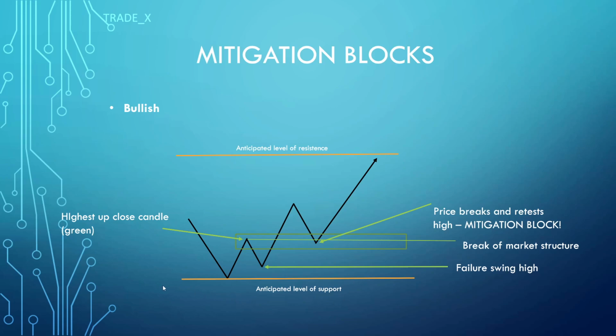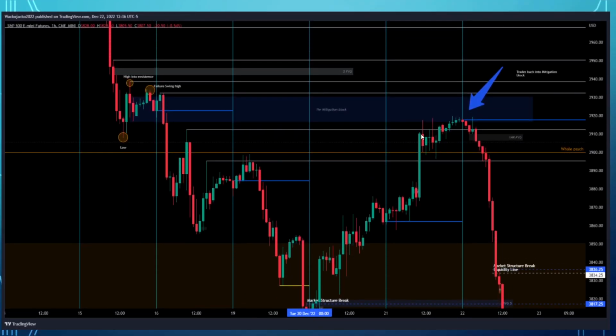So again, we're just looking at anticipated level of support on a higher time frame. And so if price moves away, comes back, forms this lower swing low, higher swing low, and moves higher and returns back into this highest up close candle, that is your mitigation block to move higher. Okay. So let's have a look at it in still charts for a second, and then we'll go into live charts and we will see them in action, right?